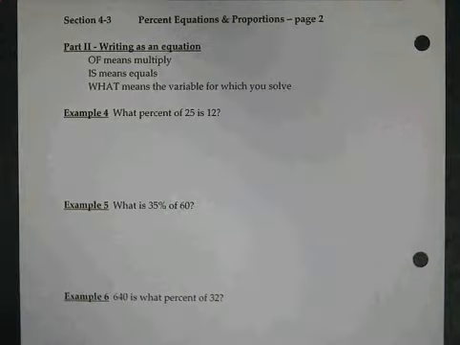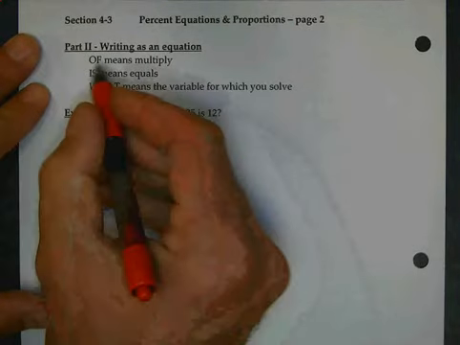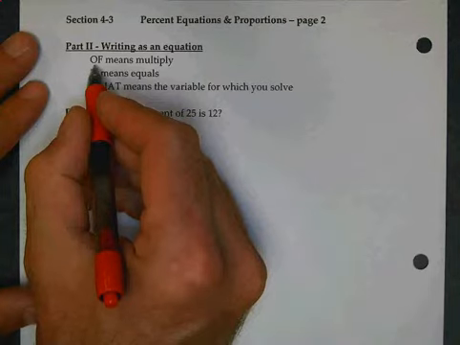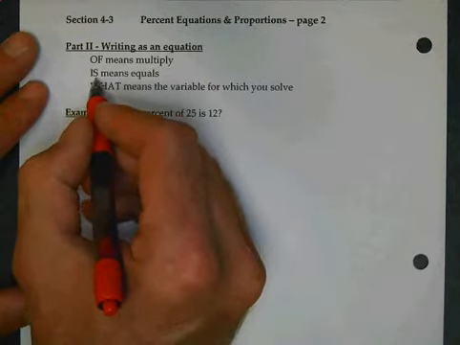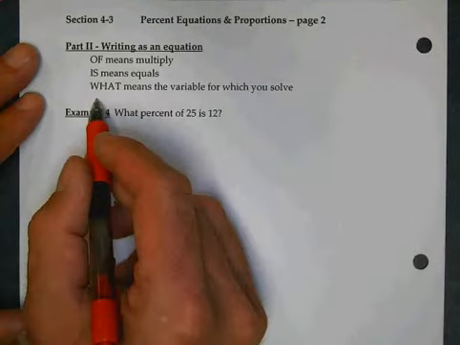So on the back side, same ideas, different procedure. Have you ever heard that the word of means multiply? Has that ever been shown to you? What about is being equals? You have to have heard is equals, I would think. And what is always the variable.